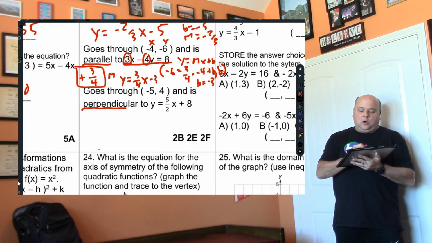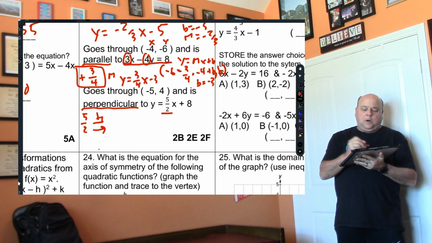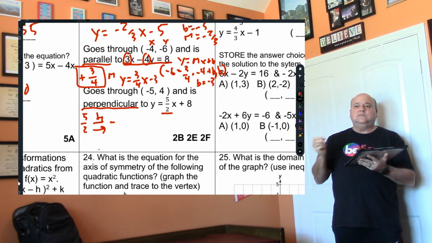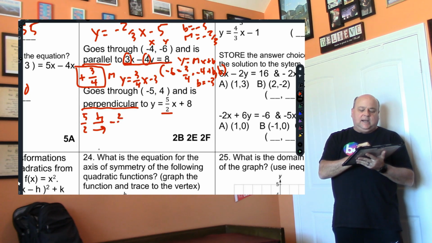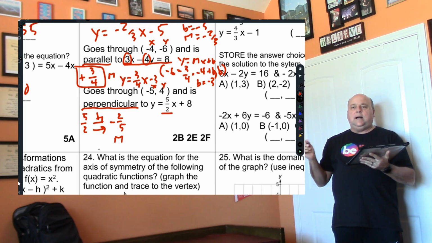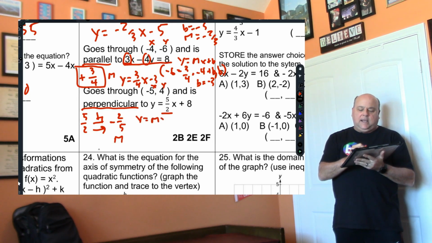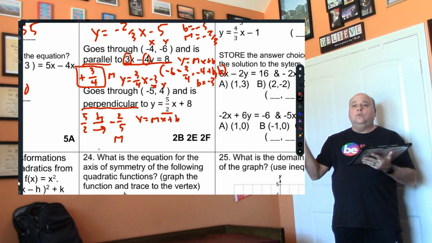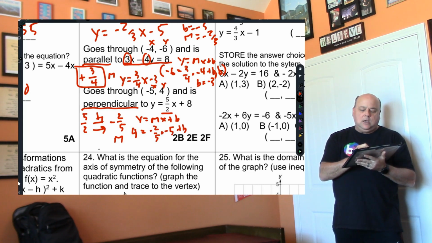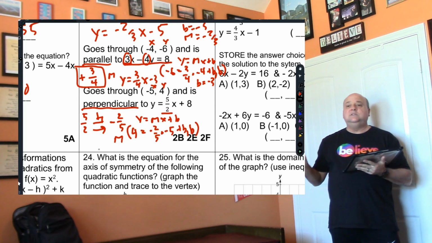Okay, we have a perpendicular slope. So our slope is 5/2, and we need a perpendicular slope. Remember, you got to flip. So the opposite of a positive is a negative. Flip the slope, you get negative 2/5. That's our m. This is our x, this is our y. We're going to y equals mx plus b. We don't know the b. So our y is 4. Our m is negative 2/5 times our x is negative 5 plus b. You're going to put that into solve and solve for b.